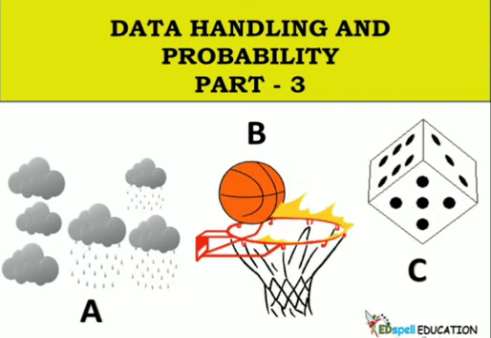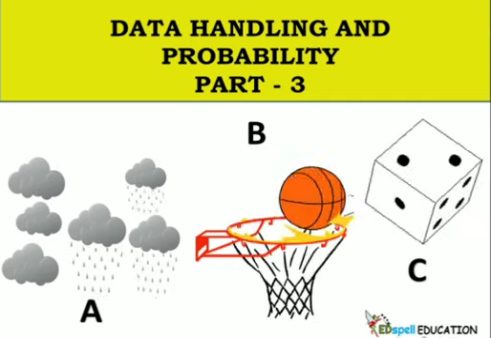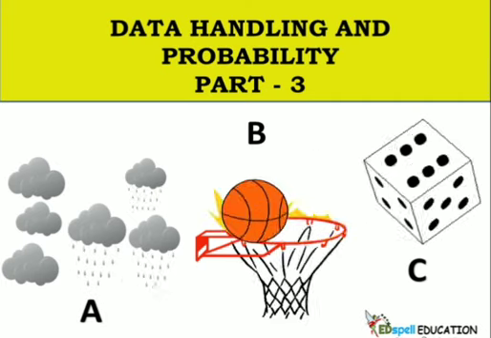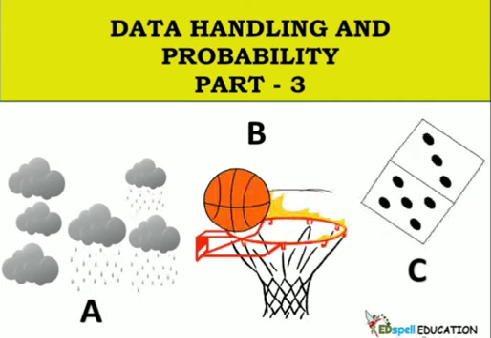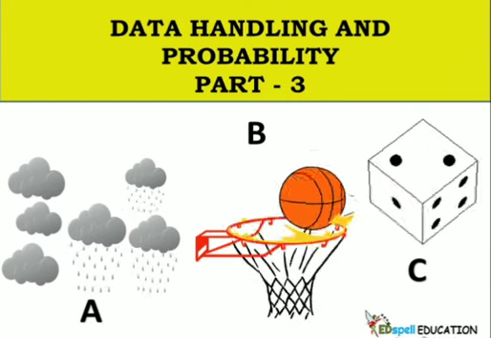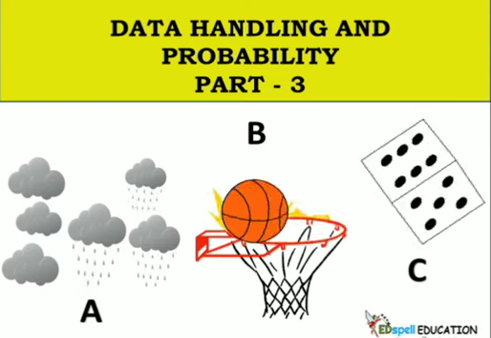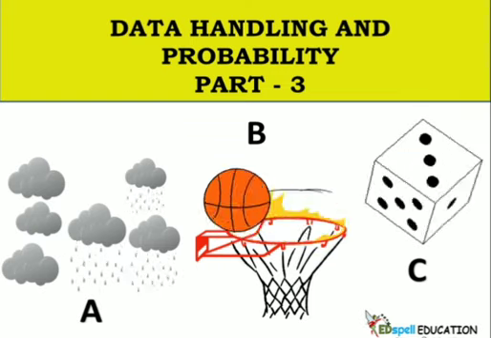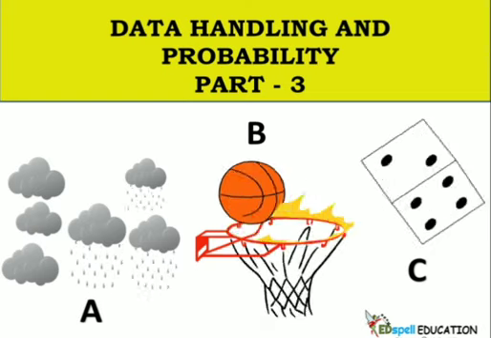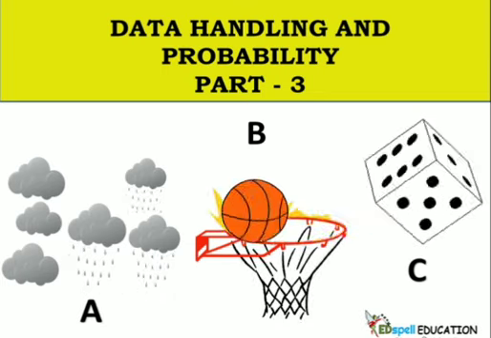Look at the following picture. These are instances where chance and probability come into action. Example A shows the clouds. The clouds may rain or may not rain, right? Example B shows a basketball. The ball may fall into the basket or not. Example C shows a rolling dice. The dice may show a 5 or may display a 3 or any of the 6 faces, right?